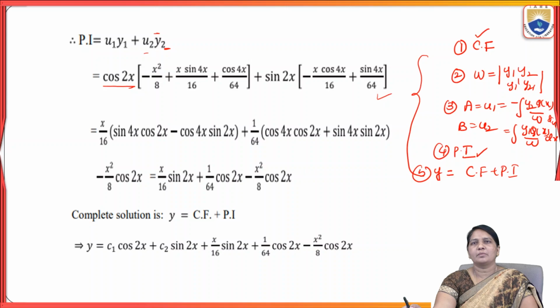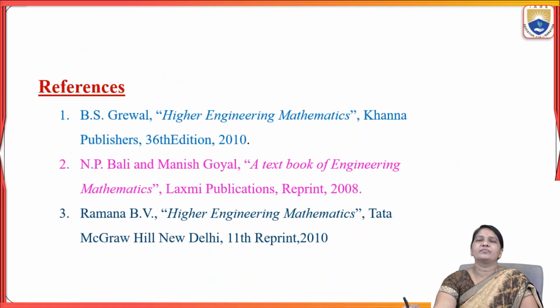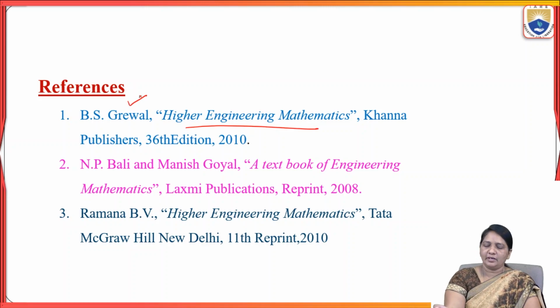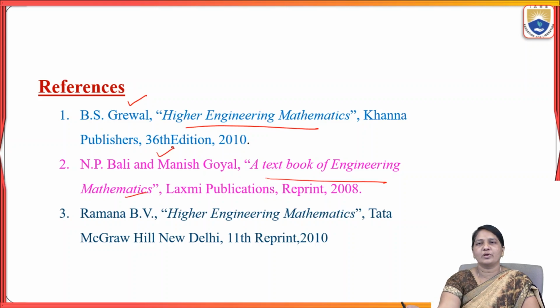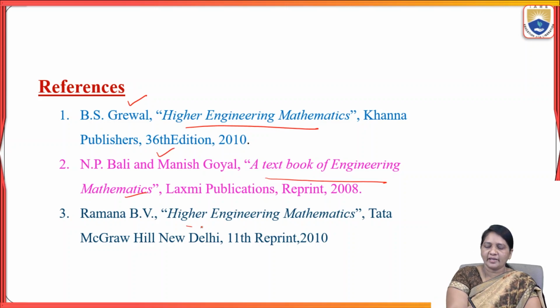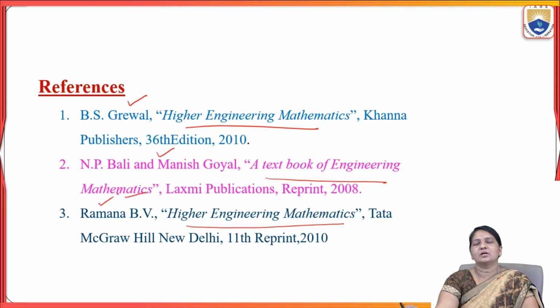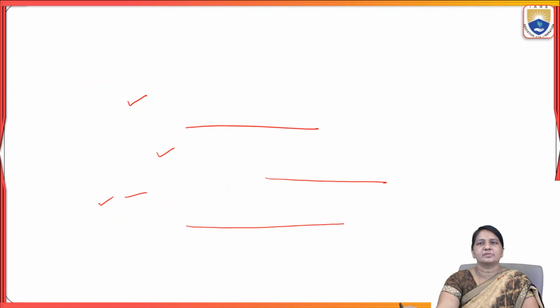For more examples, you can refer to these textbooks: Higher Engineering Mathematics written by B.S. Grewal, A Textbook of Engineering Mathematics written by N.P. Bali and Manish Goyal, and Higher Engineering Mathematics written by B.V. Ramana. So please take more examples, and please practice problems on the method of variation of parameters.